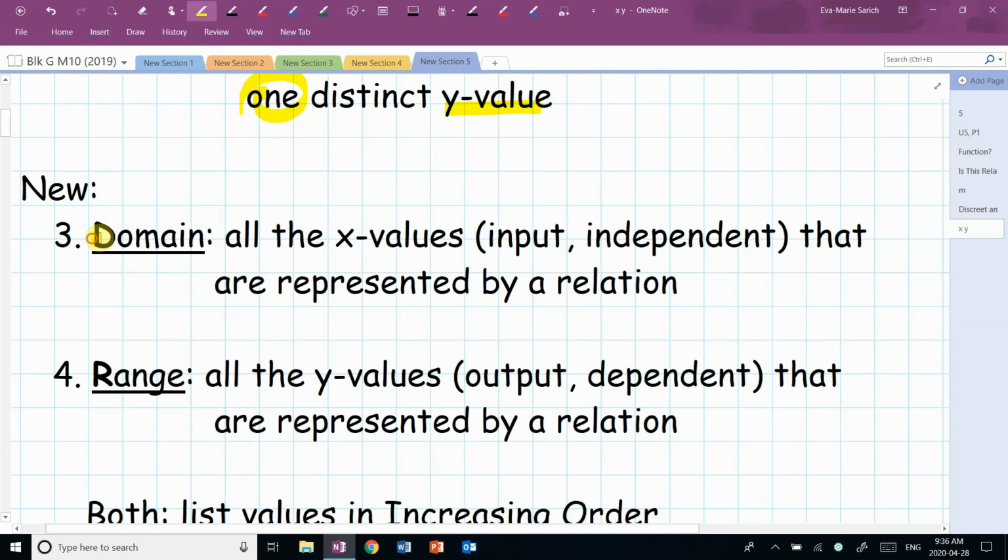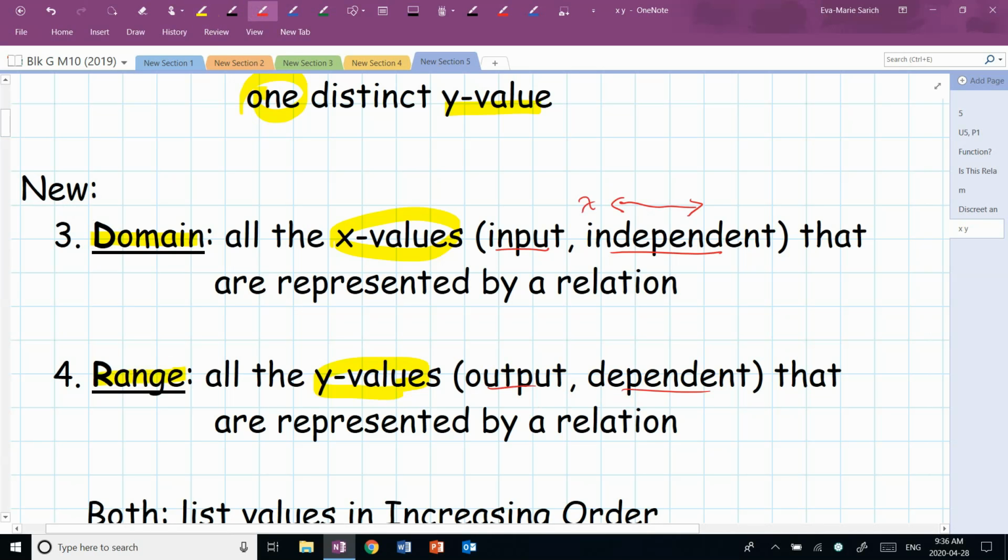So today we're looking at domain. Domain is x values. X values are inputs or independent values. They go on our x-axis. On the graphing that you did last week, the independent values or the x values went left and right. The range is the y values. They're the output or the dependent values.